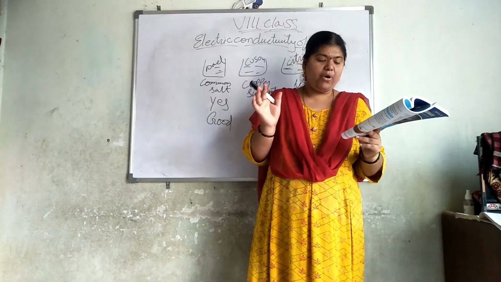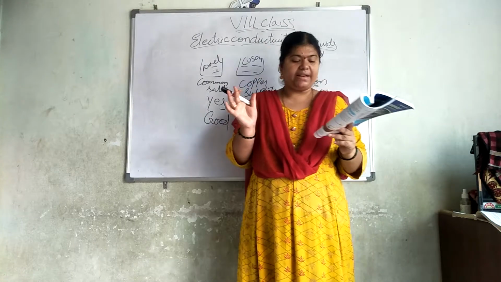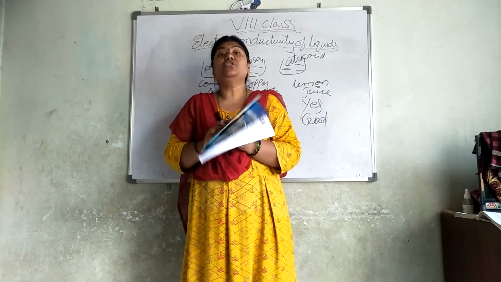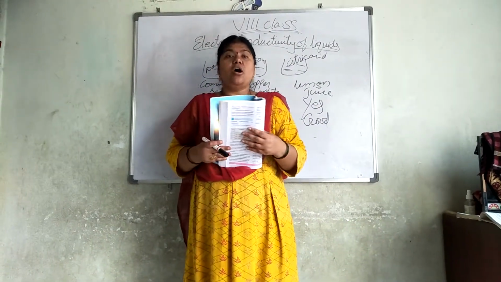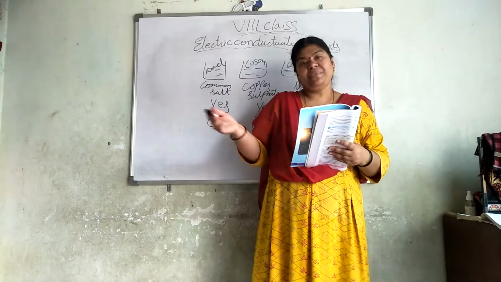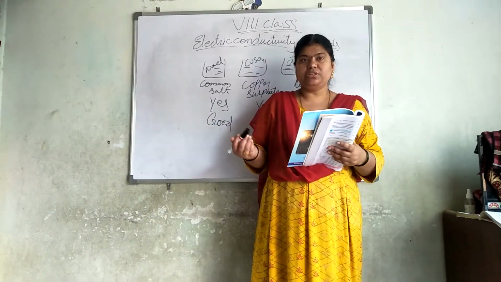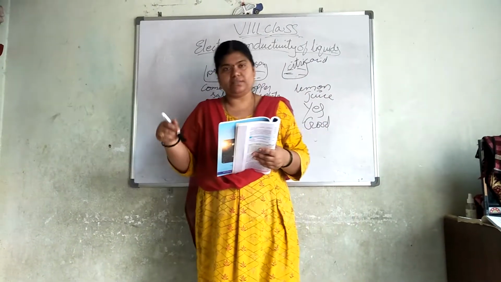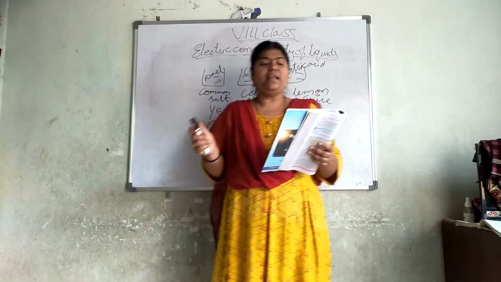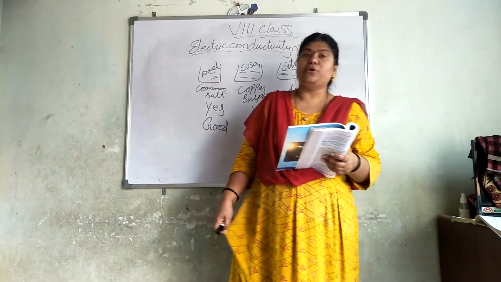Like water in the above activity, most liquids that conduct electricity are solutions of acids. All the acids also will conduct electricity. The flow of electricity takes place through them. Now, the chemical effect of electric current. For this, what do you have to do?